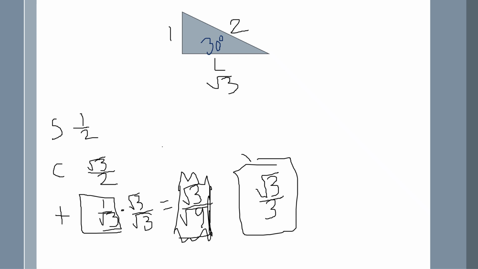But the final product is going to be this right here. So make sure you know what to do. Alright, so that was sine, cosine, tangent of 30 degrees. This triangle right here was 45 degrees. So 1, 1, square root of 2.